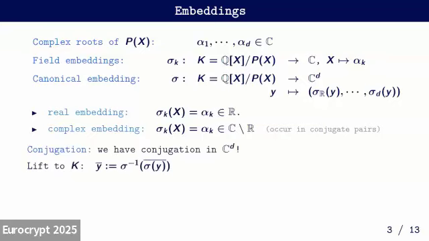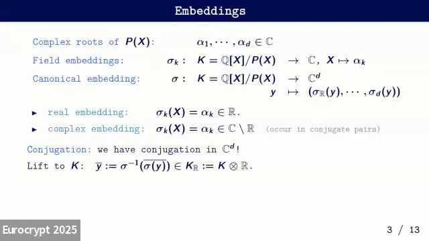Now when we have this embedding and we are in C to the d, we have a very natural way to conjugate there. So what we can try to do is lift this conjugation that we have in the complex numbers, or in C to the d, back to our number field. So we take an element y in our number field, we map it to C to the d, we conjugate there, and then we try to invert this embedding. And this is actually not always possible.